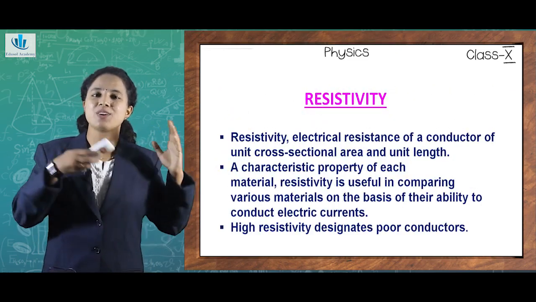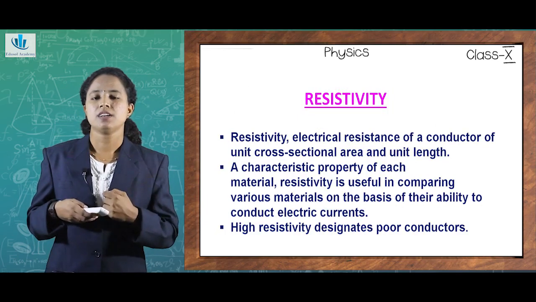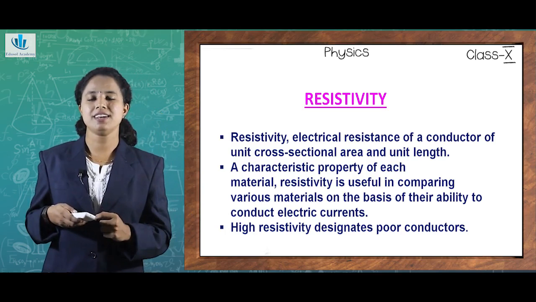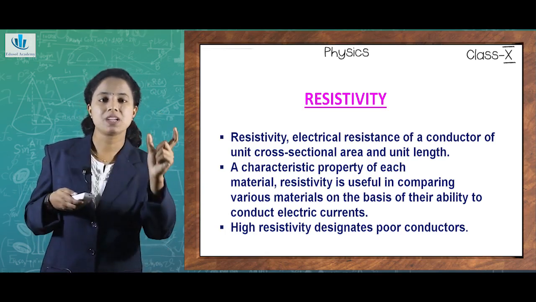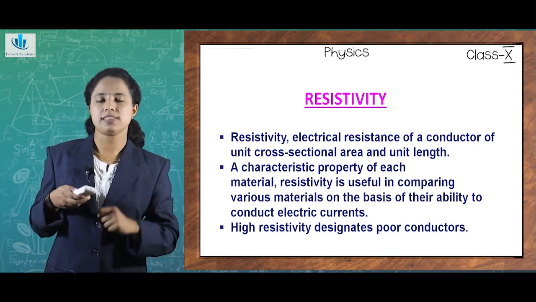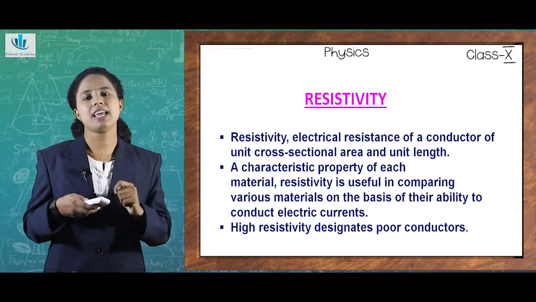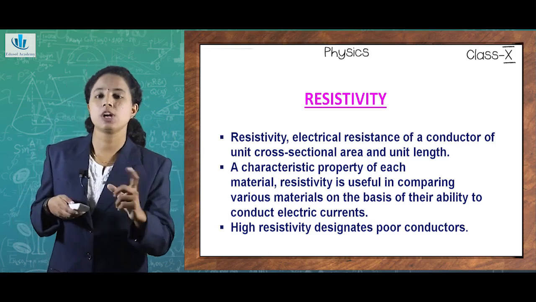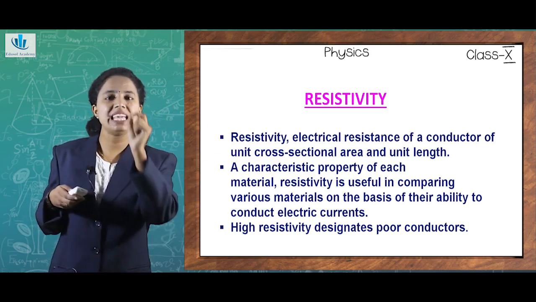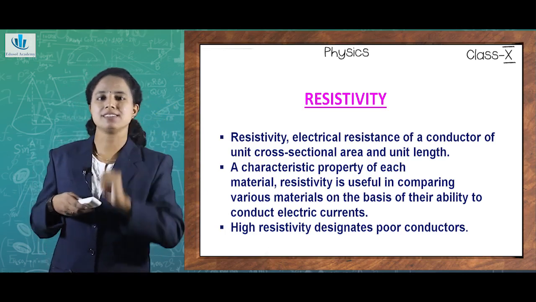So, as we have stated, rho is a constant of proportionality, isn't it? Resistivity is termed as the electrical resistance of a conductor specified by its particular dimensions or particular constituents composing. That is, the electrical resistance of a conductor of unit cross-sectional area and unit length is called resistivity. Resistivity is a characteristic property of each material. If I take a particular material, it will have a particular resistivity.